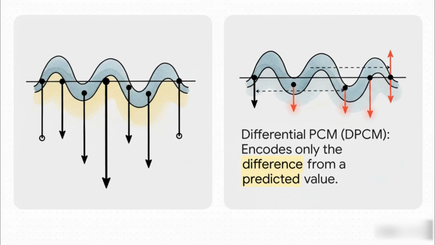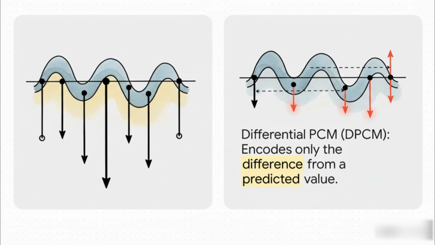It's built on a really powerful observation. A sound wave doesn't just jump around randomly, right? Each sample is almost always very, very close to the one right before it. So, instead of encoding the full value every single time, DPCM predicts what the next value will be and then just encodes the tiny difference. Think about it this way.